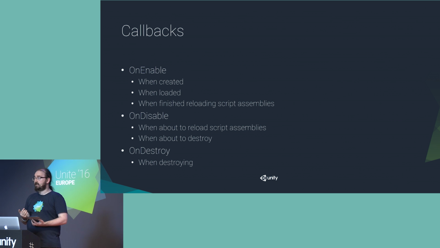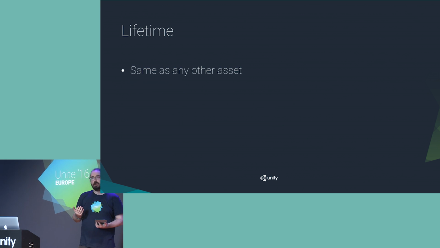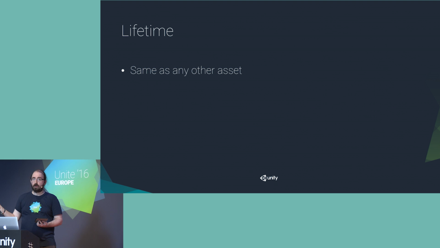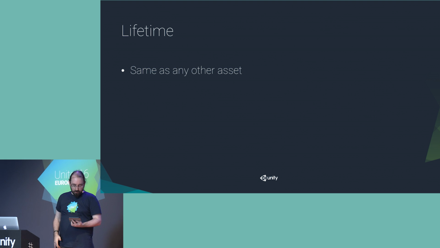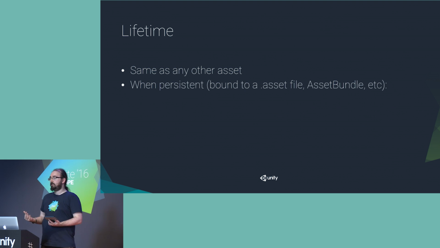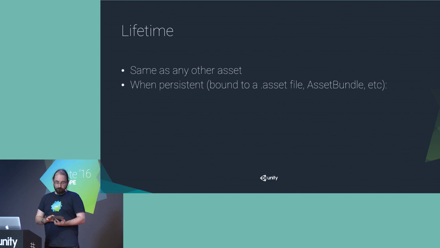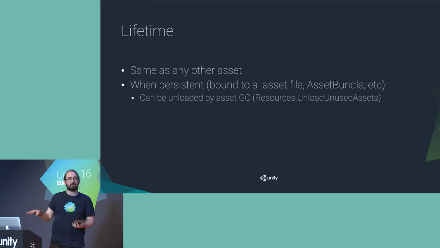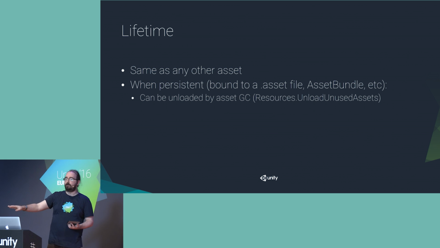So the lifetime of these things is something else that people often find is quite unclear. And they're just the same as any other asset. It's different to MonoBehaviour. It's not based on when you destroy the scene or when you delete the object. It's the same as any other asset, which means that when it's persistent, which means bound to a .asset file or in an asset bundle, then it can actually be cleared out of memory at any time by the asset GC. So if you call Resources.UnloadUnusedAssets, there's a ScriptableObject bound to a .asset file that nothing is using right now, it just gets wiped out from memory.